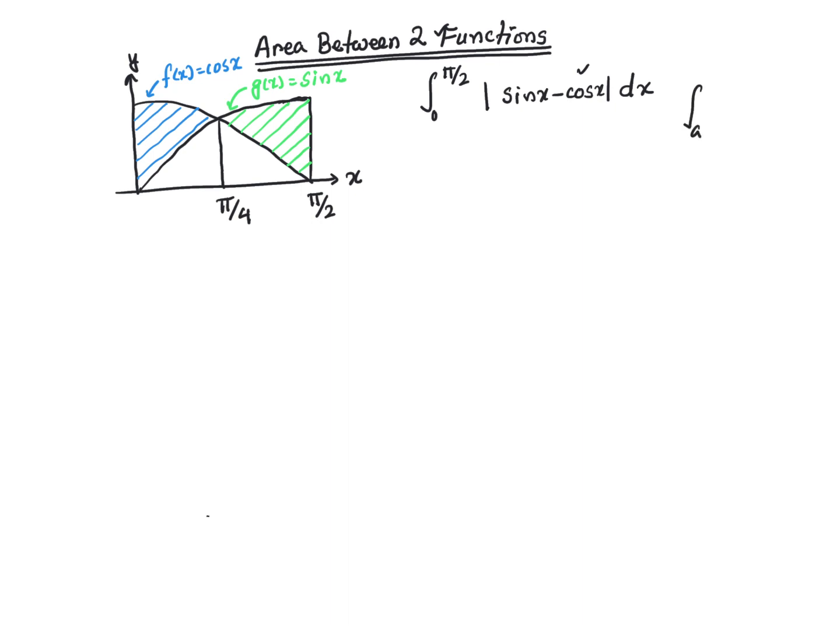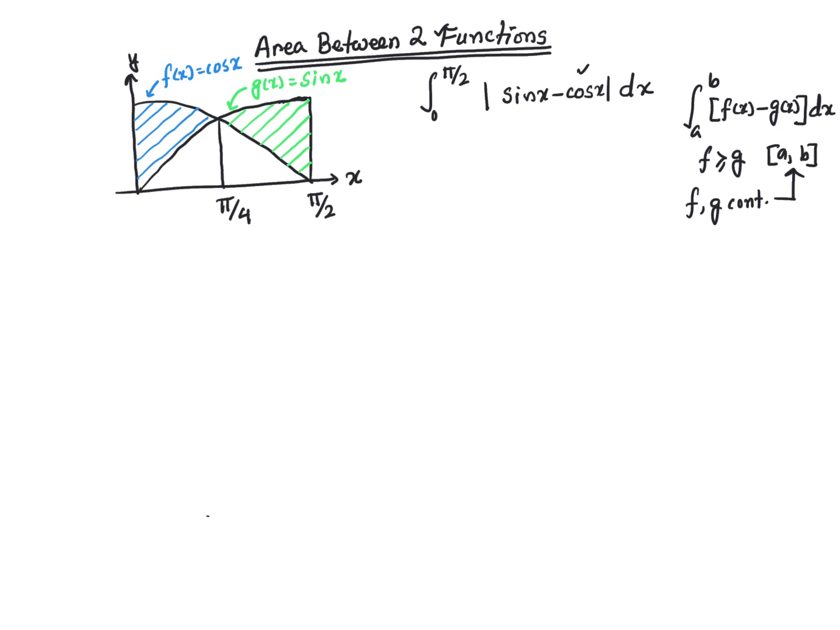Integral a to b f of x minus g of x dx. So here we make the assumption that f is greater than or equal to g on the closed interval a comma b, and f and g are continuous on a b.